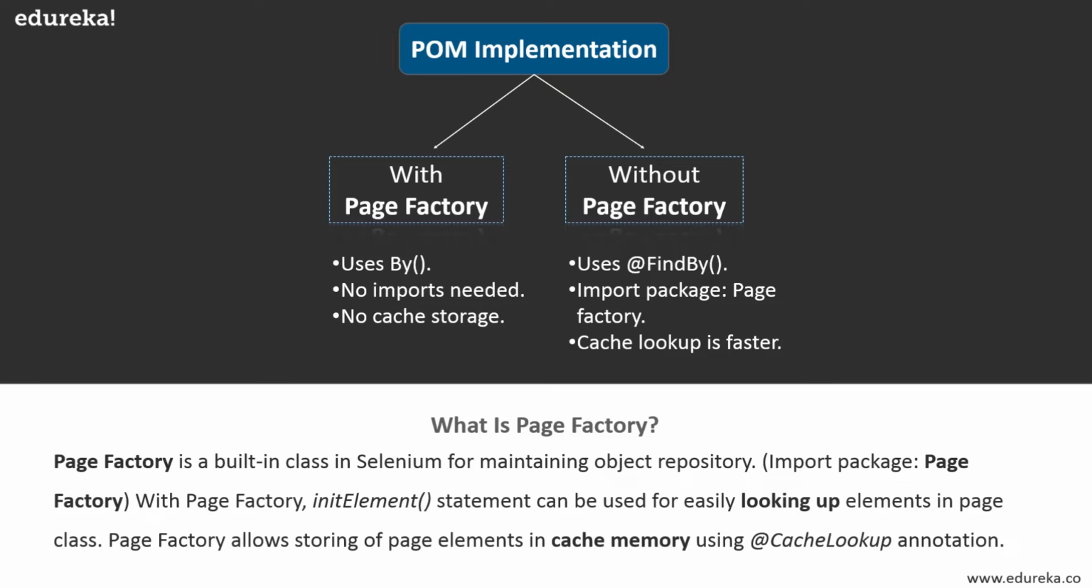If you implement it without the help of a Page Factory, then it uses By and there are no imports required and there is no cache storage. And if you do it with Page Factory, then you have to use the @FindBy annotation, import the packages, that is the Page Factory, and cache lookup is faster. So that's all about how page object model can be implemented with the help of Page Factory and without the Page Factory. Now let's dive into some practicals.